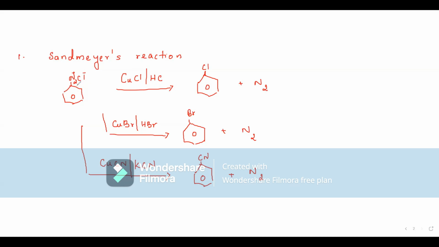Treat diazonium chloride with cuprous chloride and HCl. The product is chlorobenzene. If cuprous bromide and HBr are taken instead, then we get bromobenzene and nitrogen. If cuprous cyanide and KCN are used, cyanobenzene and nitrogen are the products. That's about Sandmeyer's reaction.